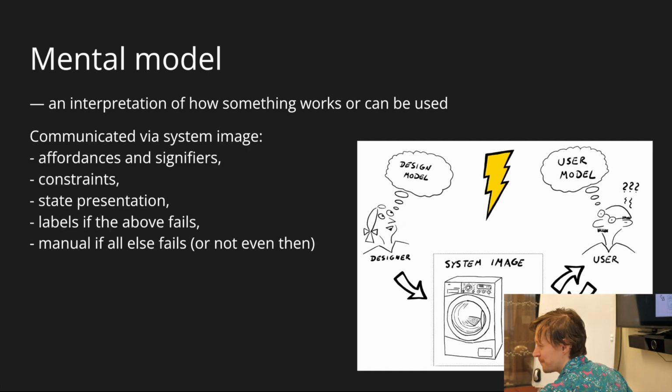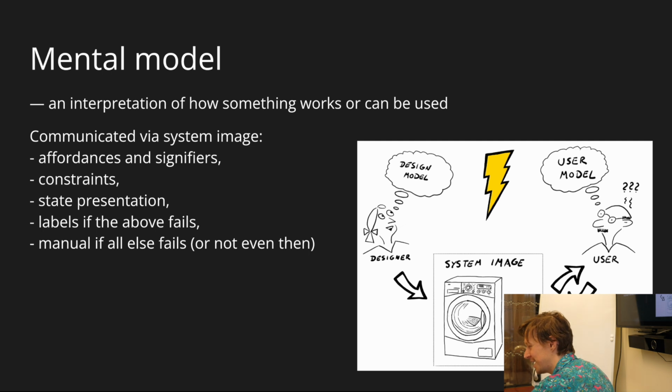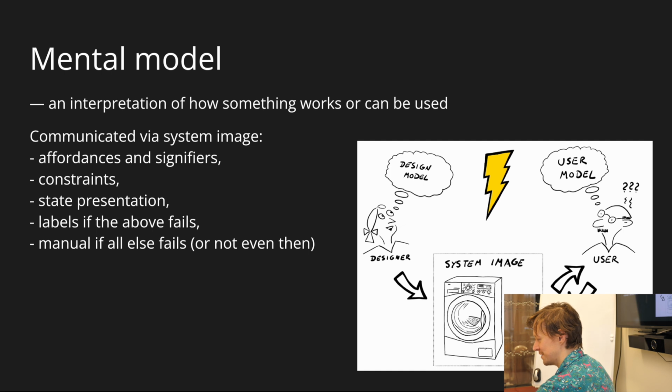So how can we do that? We do that in order through affordances and signifiers, then constraints, then state presentation. If all that fails, the user will start using labels. You see how deep they are in the list, how far they are from being able to actually describe and define what you're trying to show. The manual is even further. So if everything else fails, but not even then, because then the user would just give up and do something else instead.